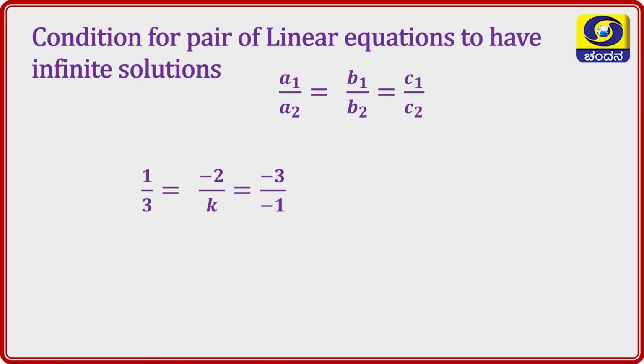So substitute the values of a1, a2, b1, b2 and c1, c2 here, children. 1 by 3 is equal to minus 2 by k is equal to minus 3 by minus 1. Take any two values. 1 by 3 is equal to minus 2 by k. On cross multiplication, k into 1 is equal to 3 into minus 2, that is k is equal to minus 6.